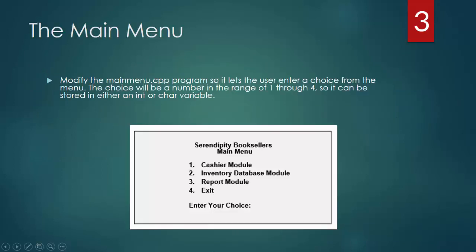Now we're going to be making some changes to the programs that we did so far. The first one is to change the main menu a little. It's not going to change the options, but we are going to modify the mainmenu.cpp program so it lets the user enter a choice from the menu. Right now it simply displays the menu and says enter your choice, but we don't capture that yet. So the choice will be a number in the range 1 through 4, so it can be stored in either an integer or a character variable.